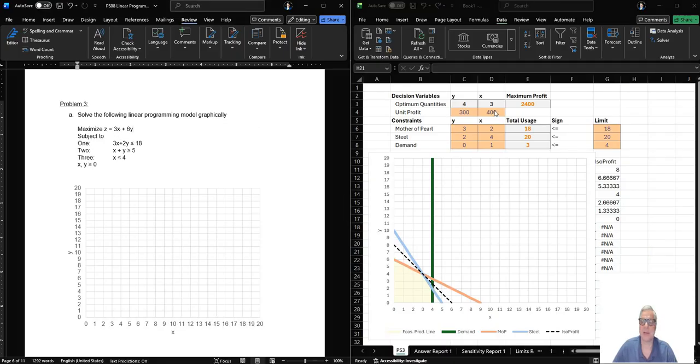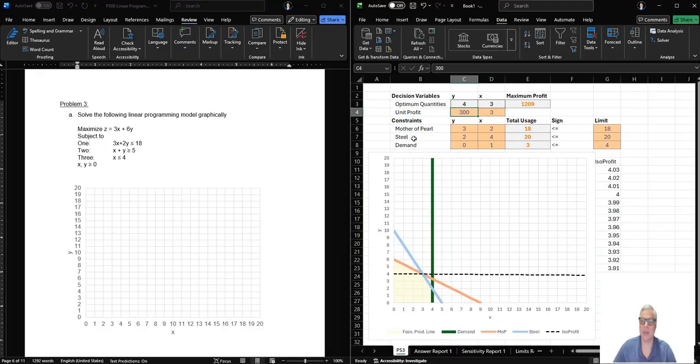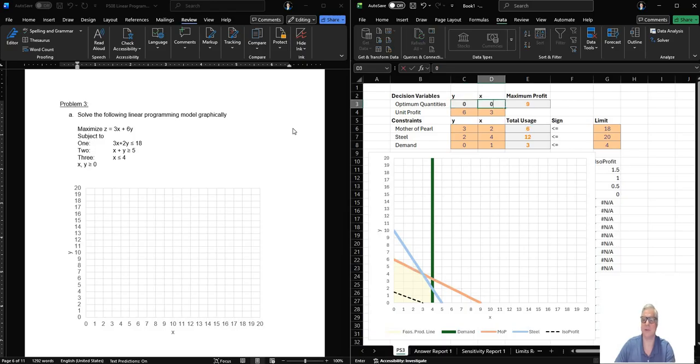So x has a 3, and then let's also, it doesn't matter. So x has a 3. The unit profit of y is 6. Yeah, and let's reset everything to 0 and 0.